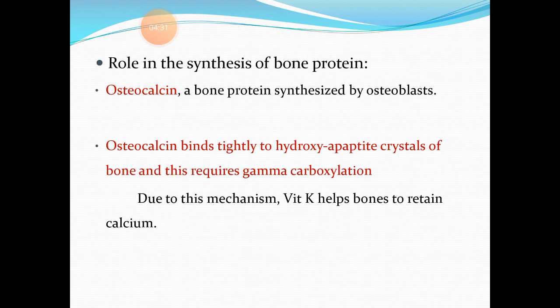The next function is the role in synthesis of bone protein. Osteocalcin is the bone protein synthesized by osteoblasts. This osteocalcin binds tightly to the hydroxyapatite crystals of the bone and requires gamma carboxylation. This gamma carboxylation is with the help of vitamin K.